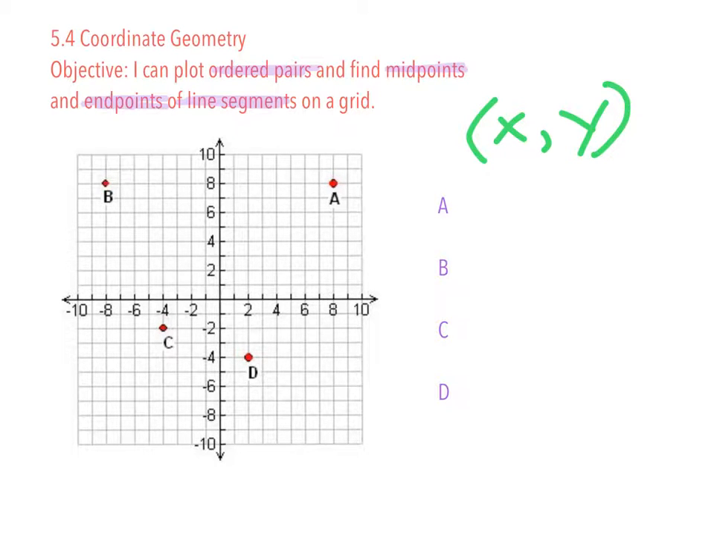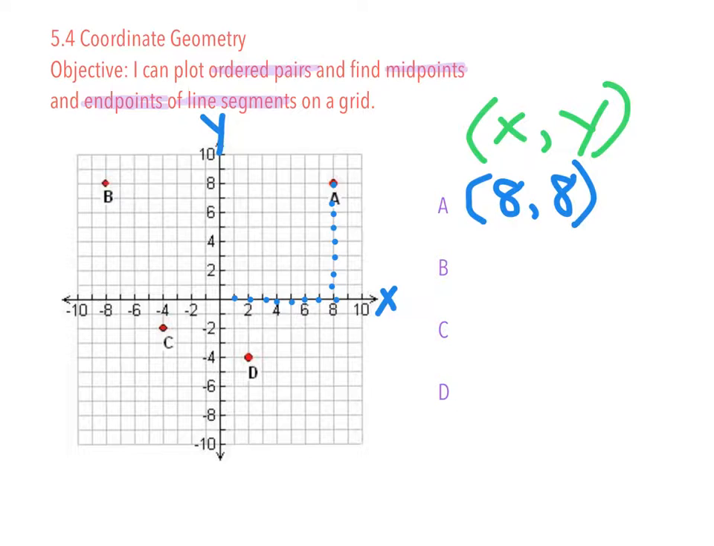Coordinate A, if I look at it, and this is counting by 2 on our grid here, but it goes over 1, 2, 3, 4, 5, 6, 7, 8. That's my x-axis. So my first coordinate will be 8. That's my x. Now I have to look at how many it goes up on my y-axis. I'll label those even. 1, 2, 3, 4, 5, 6, 7, 8. So my ordered pair for point A on the grid is 8, 8. Hopefully that makes sense to you.